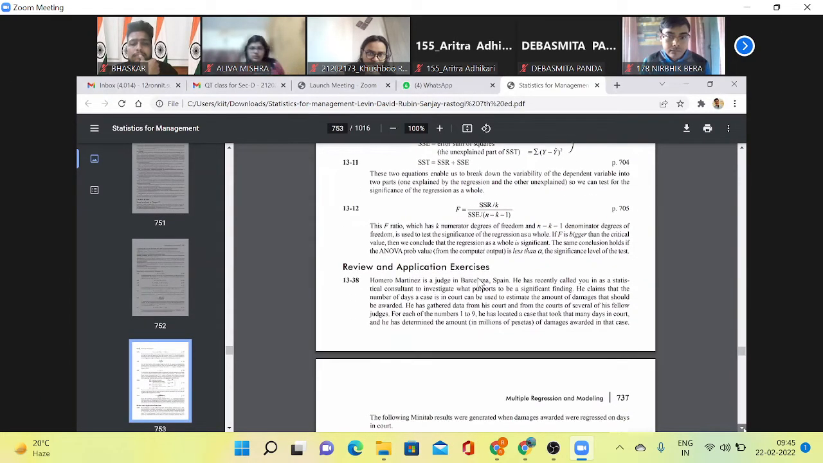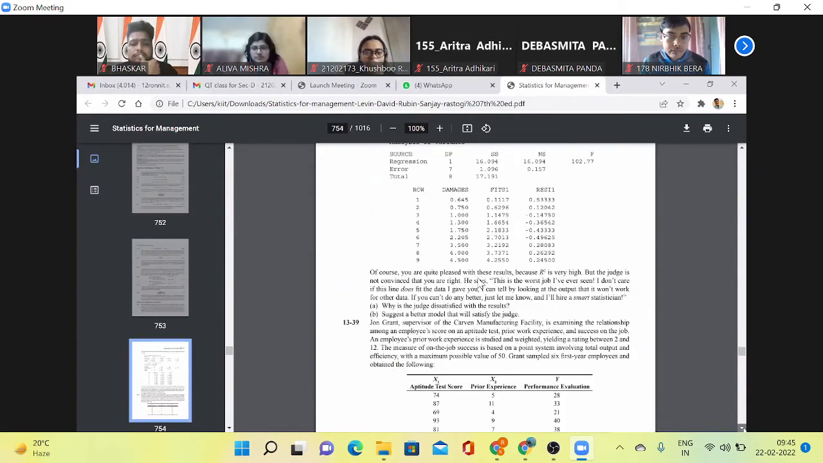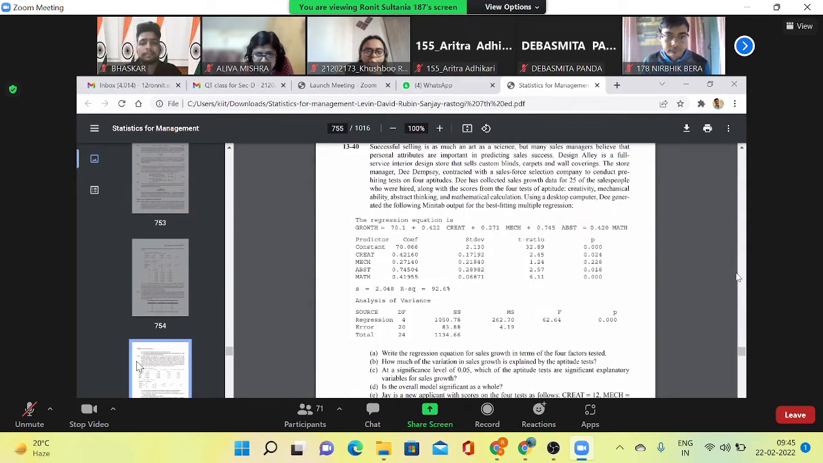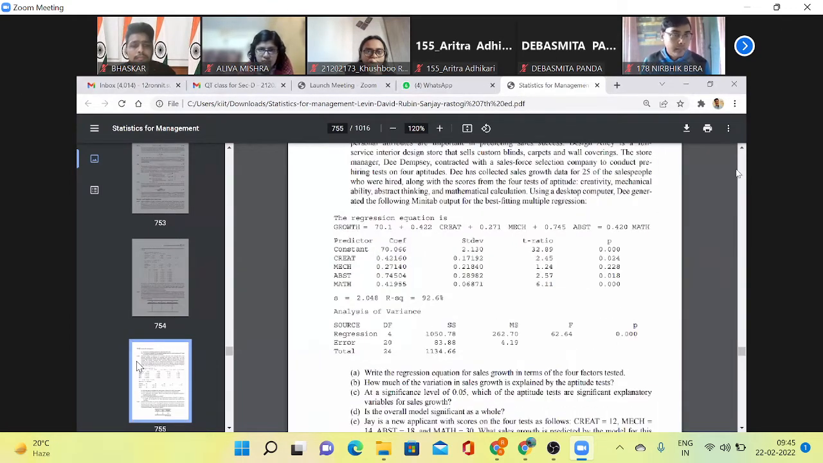Someone help. Next page on. Yes. Thank you. Can you make it larger? Maybe you can close the left hand panel.